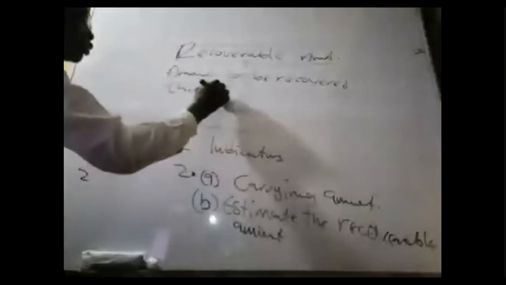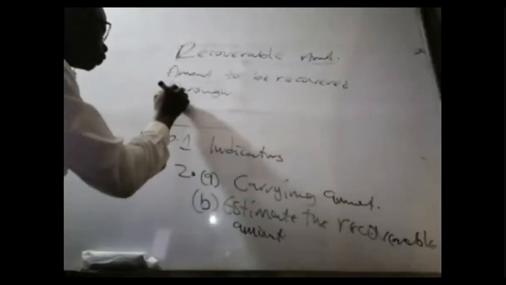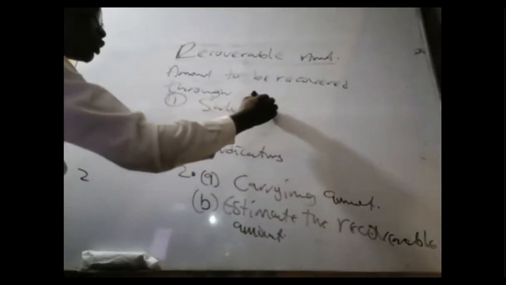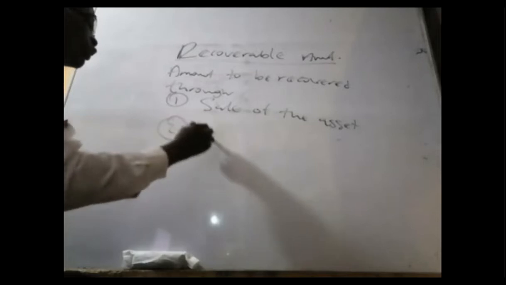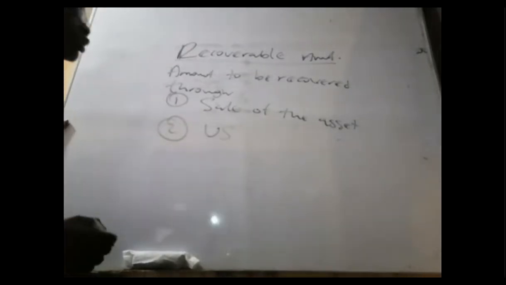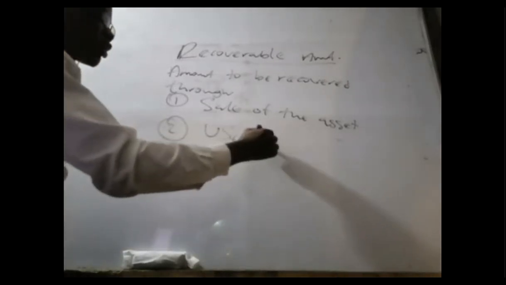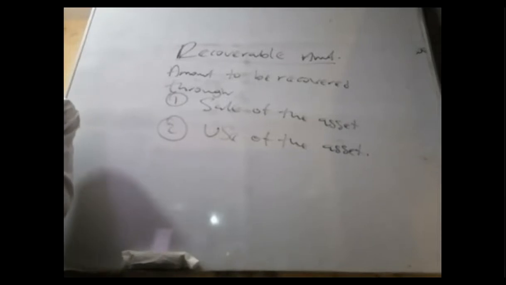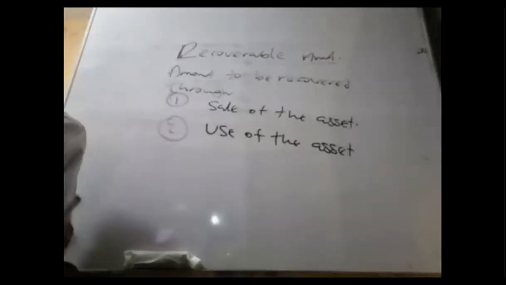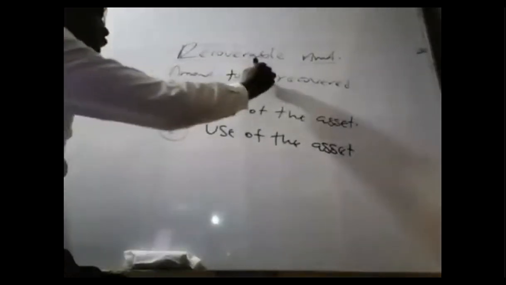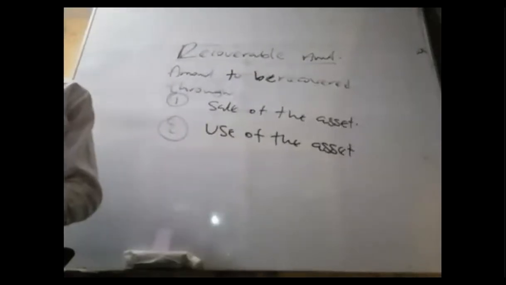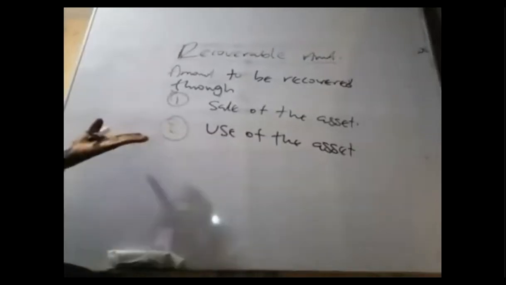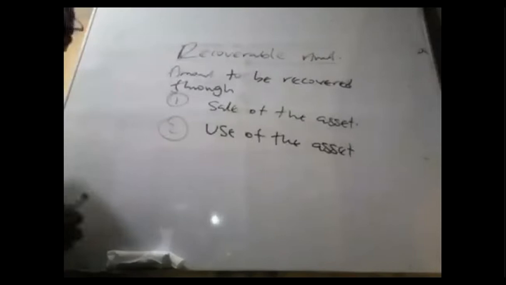through one, sale of the asset, when you sell the asset. Two, when you use the asset. So recoverable amount is recovered through sale of the asset or use of the asset. Anytime you want to define recoverable amount, tell the examiner that it's just an amount to be recovered through sale of the asset or use of the asset.